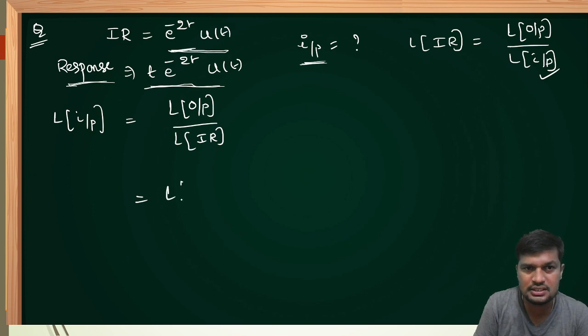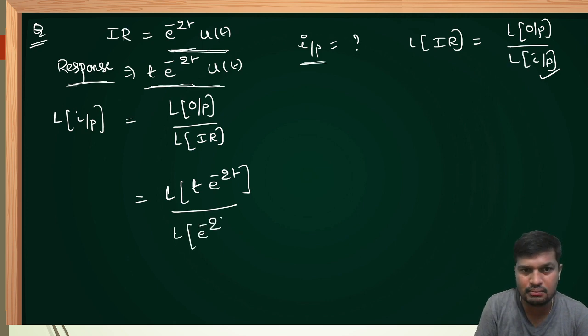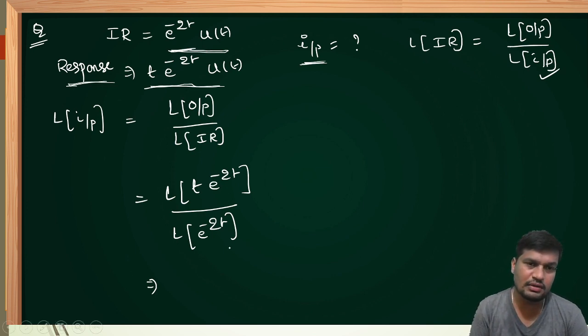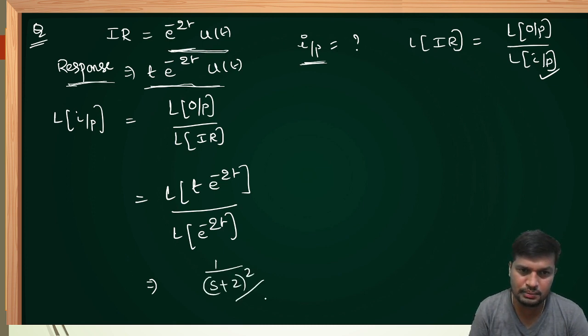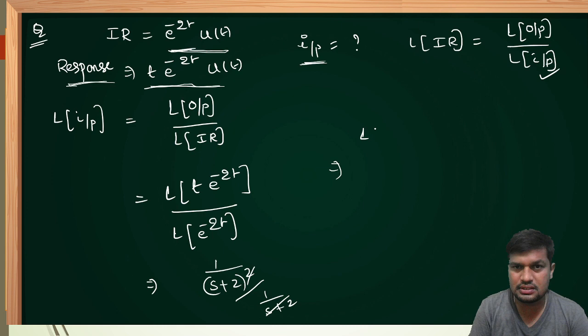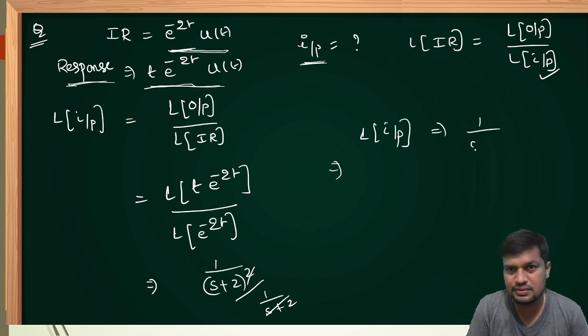Now, the output or response is given as t into e power minus 2t u of t, and the impulse response is e power minus 2t. Now, dear friends, Laplace of t power n e power minus at has the formula n factorial upon s plus a whole power n plus 1. Therefore, it is 1 upon s plus 2 whole square, upon 1 by s plus 2. Now the square and 1 by s plus 2 cancel. From this, Laplace of input is 1 upon s plus 2.